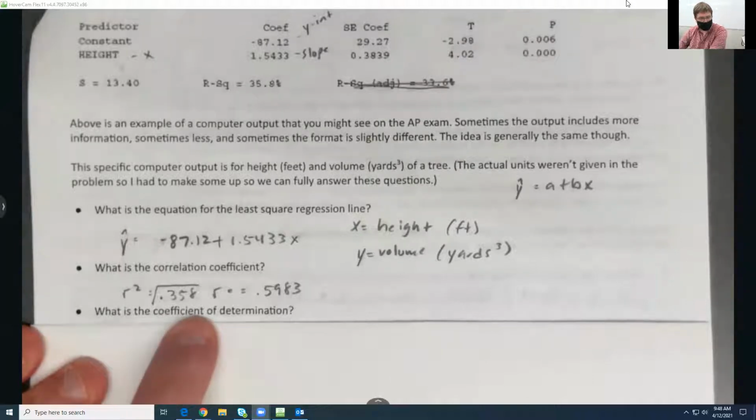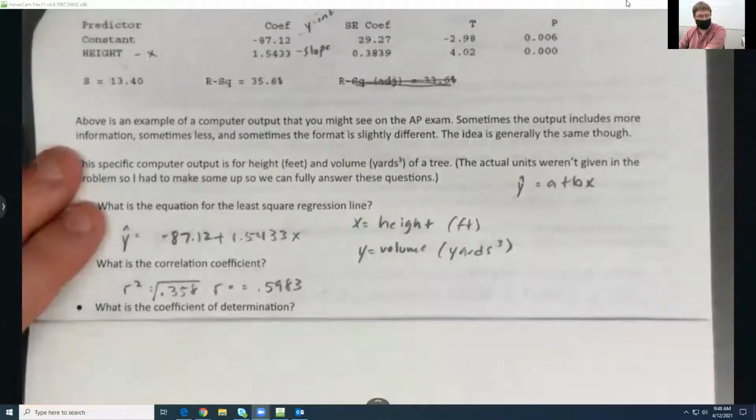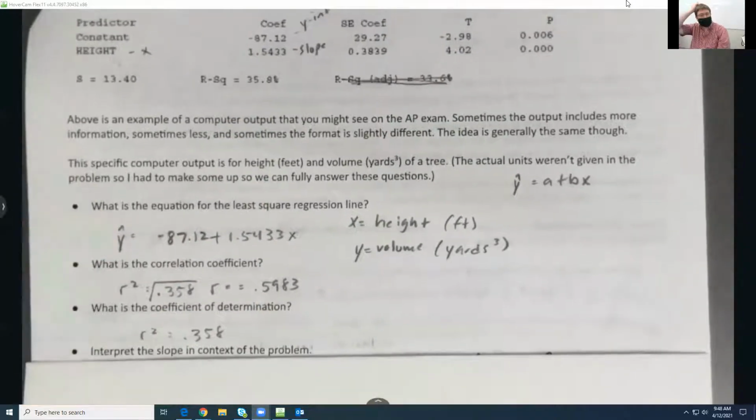What is the coefficient of determination? That's already provided to you. That's what the R squared is by itself. So 0.358. All right, so any questions so far on just my numbers?